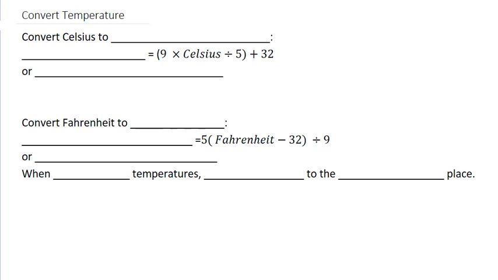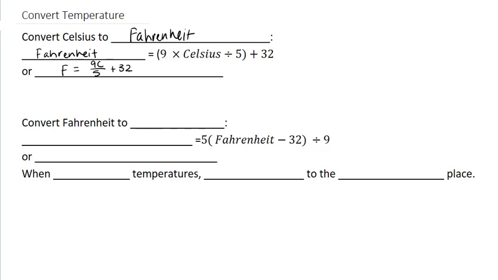Convert temperature. Convert Celsius to Fahrenheit. We will do the following calculation. So Fahrenheit is equal to 9 times Celsius divided by 5 plus 32. Or we can write it as F is equal to 9C over 5 plus 32.